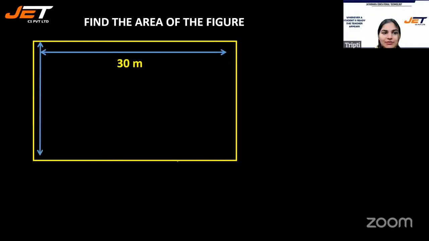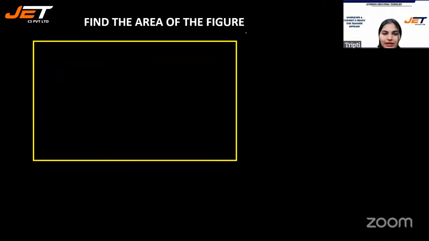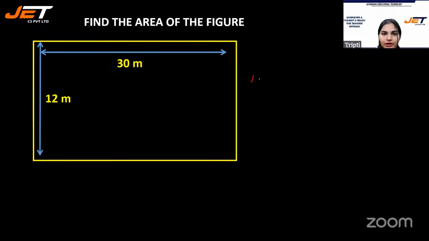Next one. This is 30 meters and this is 12 meters. So I hope it's done. Now let's see what is the area of this figure. 30 times 12. Area, you have to write like area is equal to 30 meters times 12 meters.